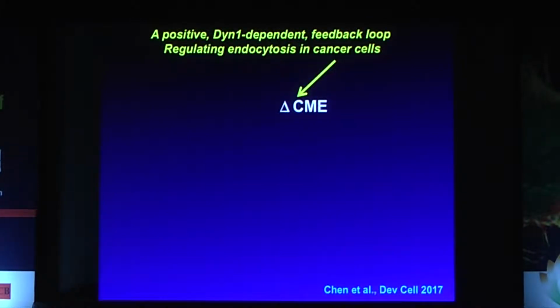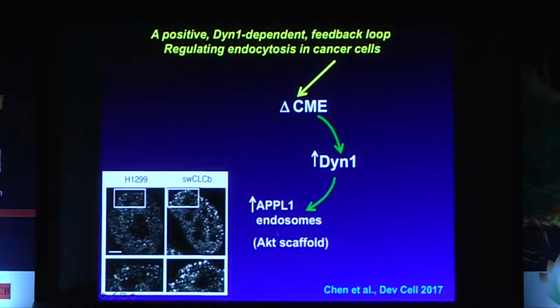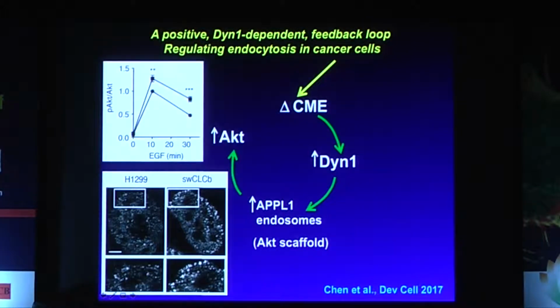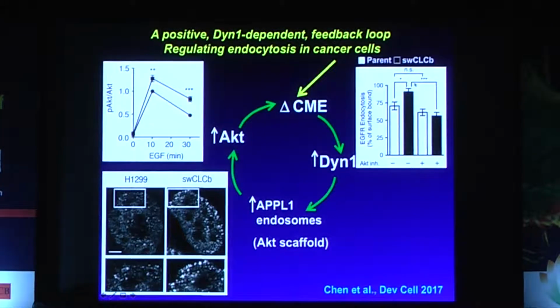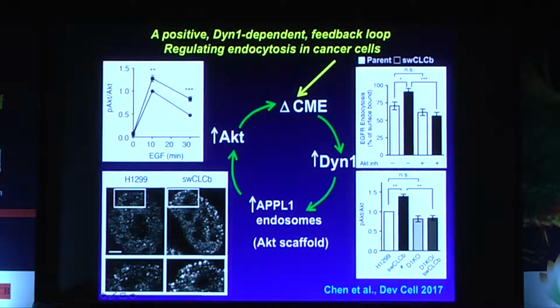So we find that in cancer cells, they have these alterations in clathrin-mediated endocytosis that activate dynamin 1 to increase the distribution and accumulation of these APPL1 scaffolding endosomes, which in turn increases activation of AKT, which changes the endocytosis and continues to activate dynamin 1. And this is a true feedback loop because the increased rates of endocytosis we see in these cells are sensitive to AKT inhibition, and the activation of AKT in these cells requires dynamin 1, as it's not seen in the dynamin 1 knockout cells. So this positive feedback loop can be activated in cancer cells to alter endocytosis.